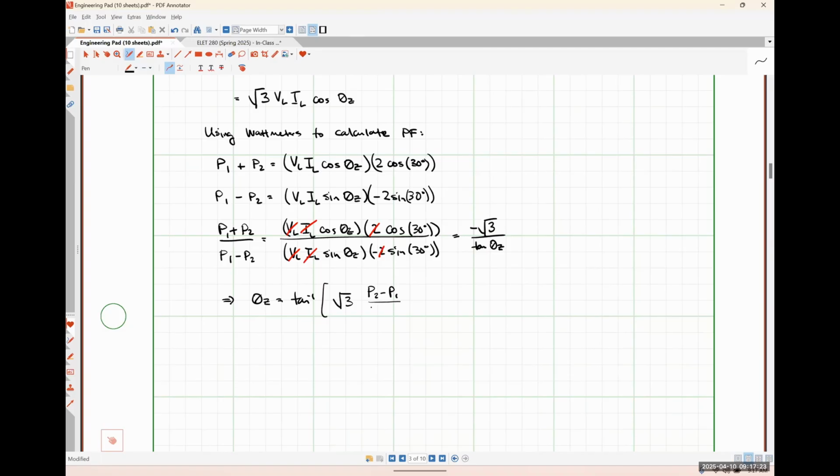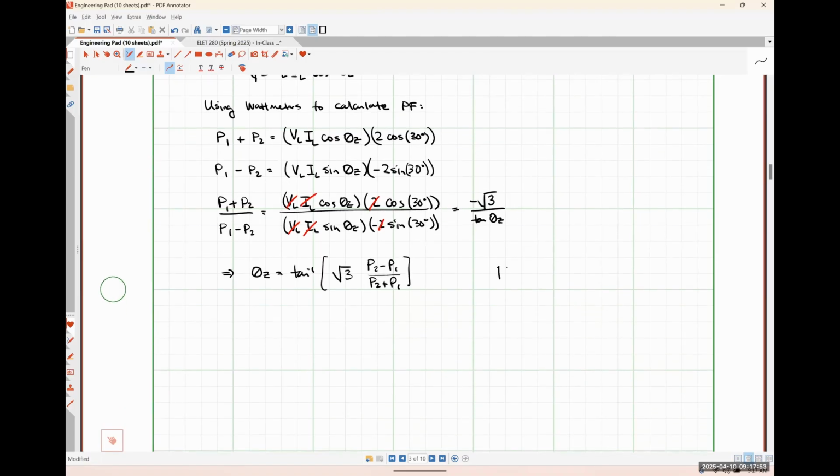over P2 plus P1, okay? So for what it's worth, I'm getting rid of that negative sign by switching the order of my subtraction, right? So if P1 minus P2 comes out to be -2 sine 30 degrees, then P2 minus P1 would be +2 sine 30 degrees, which I guess I should have written down in my notes and it made it less confusing from the jump, but anyway.